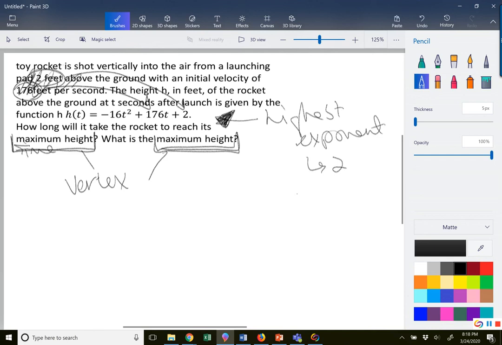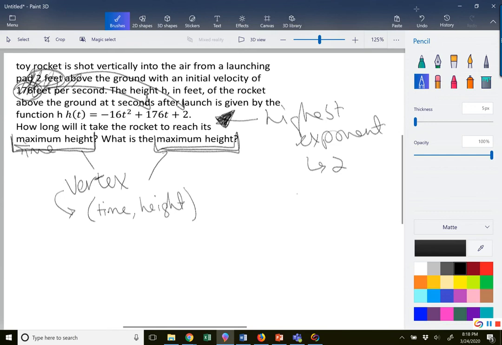The x value is going to be your time, because time is independent and x is always your independent variable. Your height is going to be the y value of the vertex. So your vertex is going to be in the form time, comma, height. Once you get your vertex, then you can read what the pieces are.